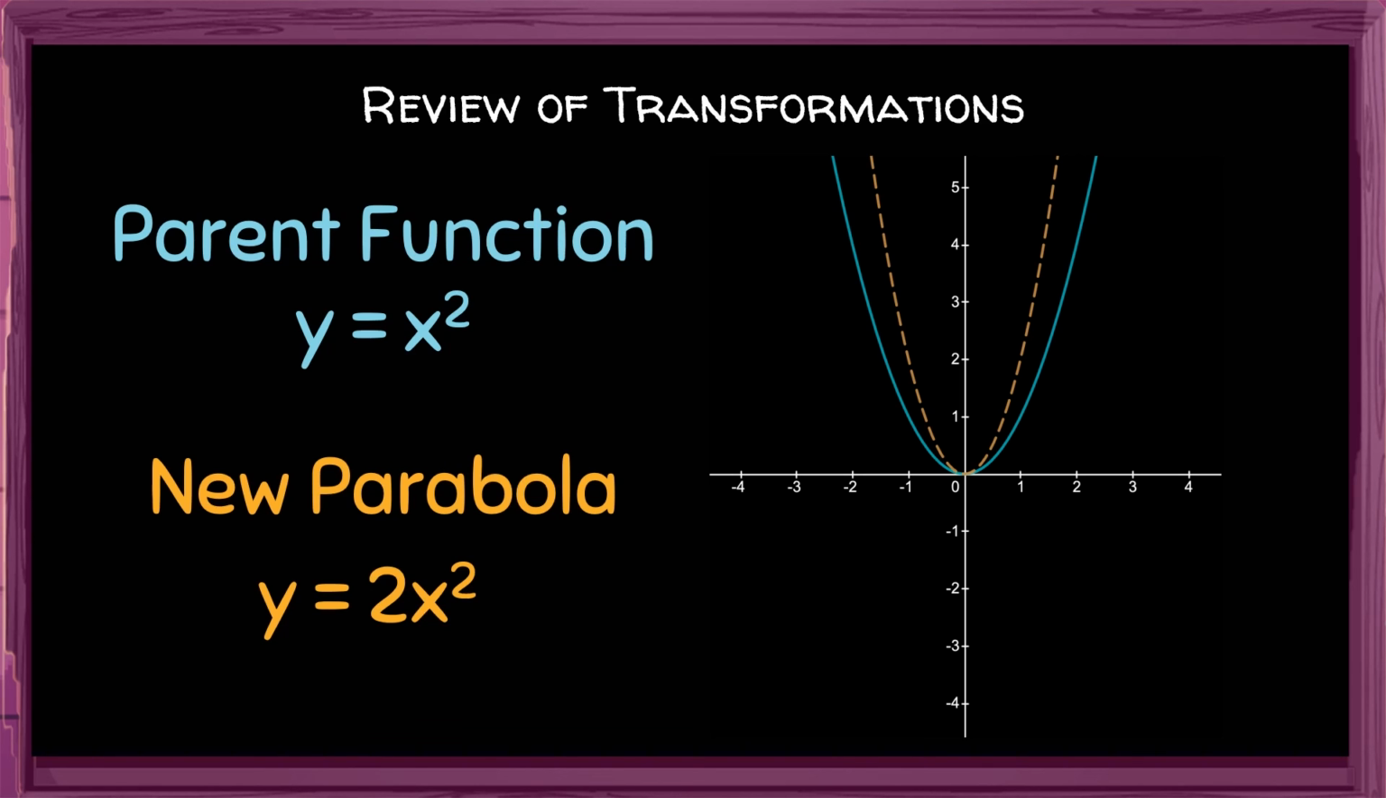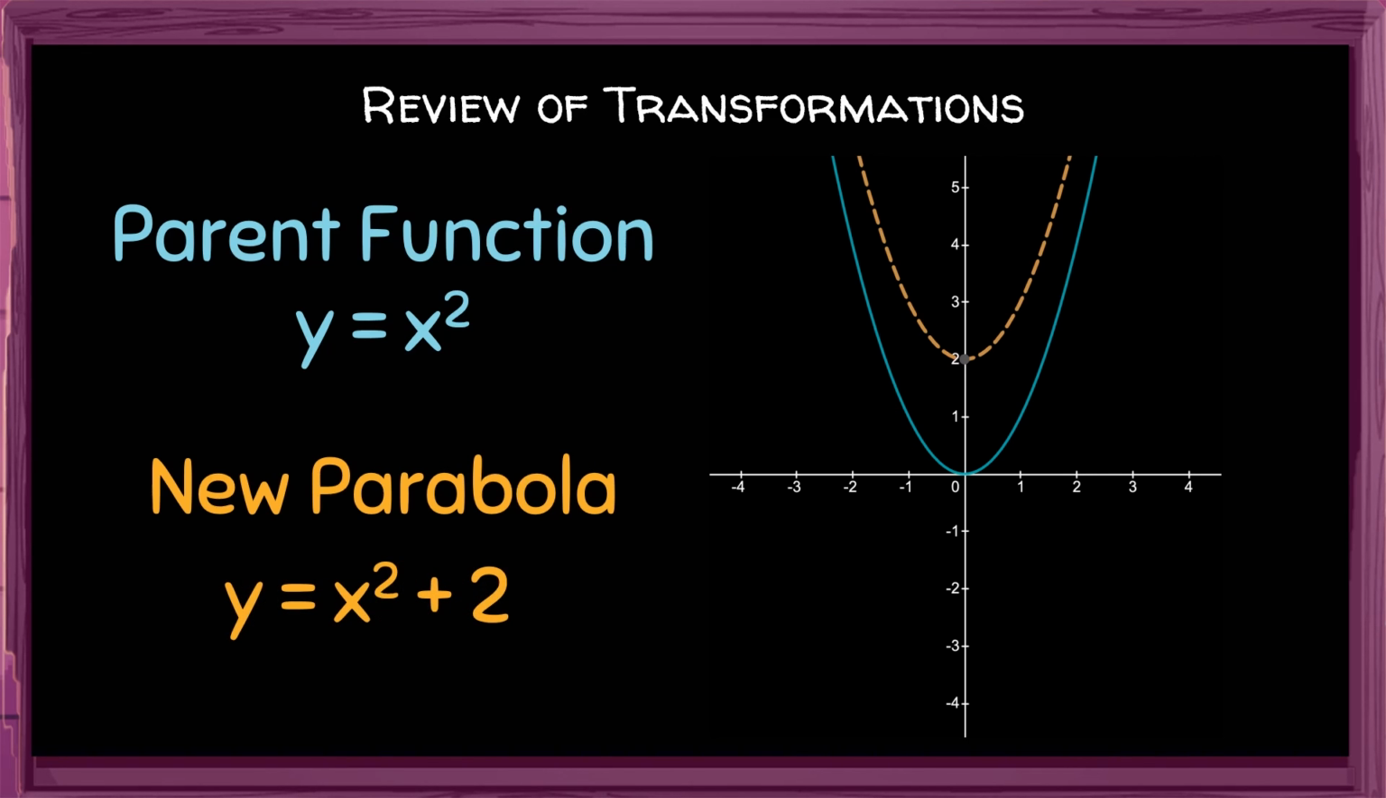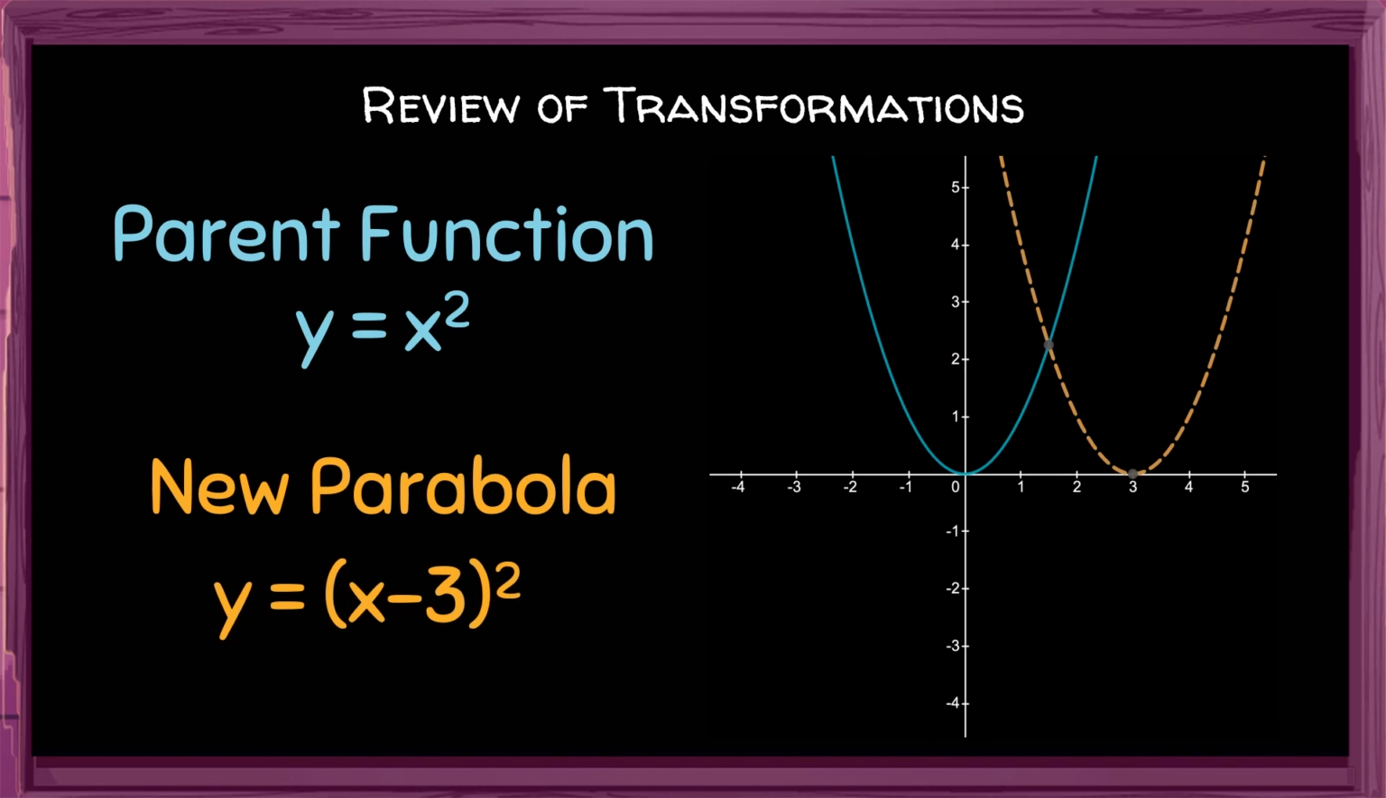After that, we saw how to make our parabola wider by dividing by a number, like when we transformed our parent function into y equals x squared divided by 2, which made the parabola wider. And we just learned how to add or subtract a number at the end of our equation to shift our parabola up or down, like when we transformed our parent function into y equals x squared plus 2 to raise the whole parabola 2 units higher. Finally, we learned how to shift our parabola left or right by adding or subtracting a number inside the parentheses before the x gets squared, like when we transformed our parent function into y equals (x minus 3) squared to move the parabola rightward by 3 units.